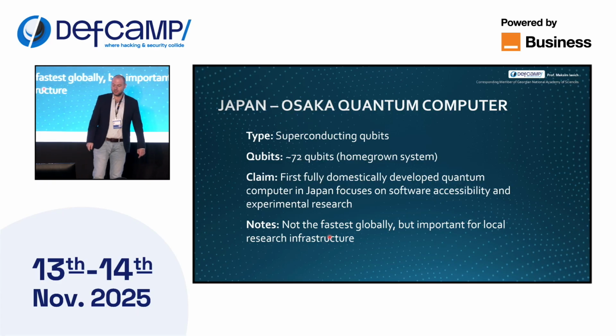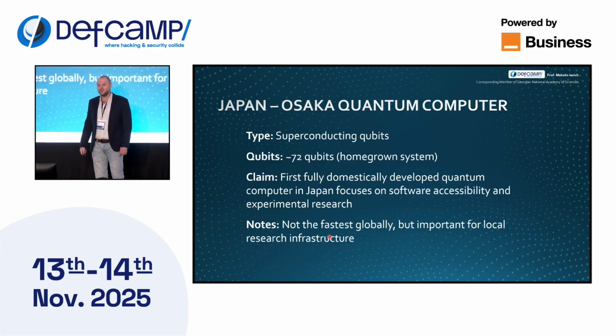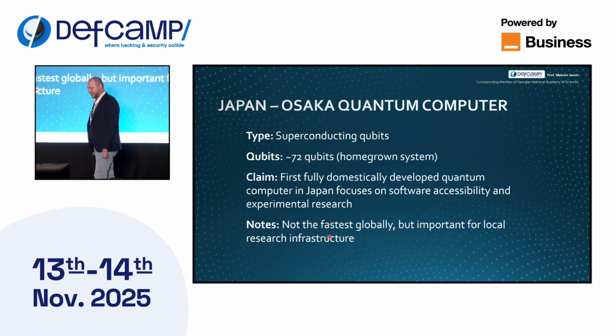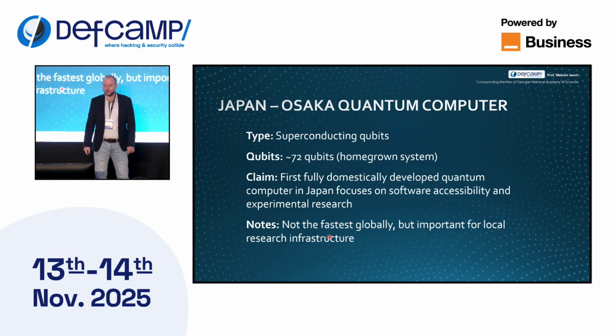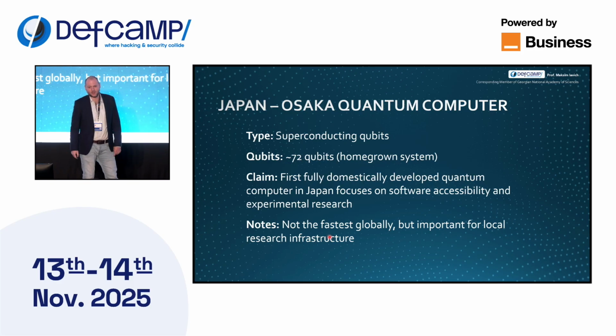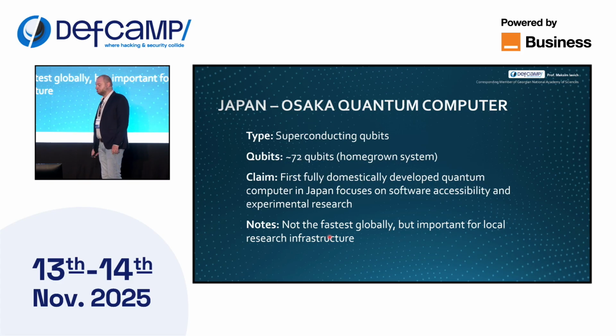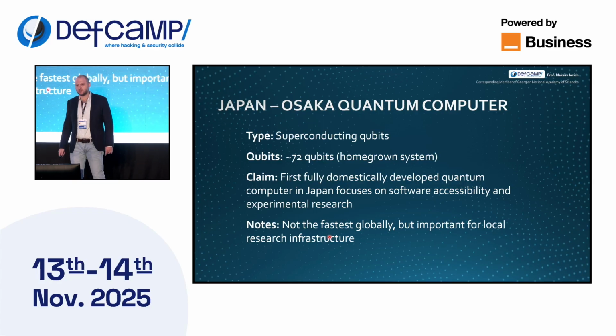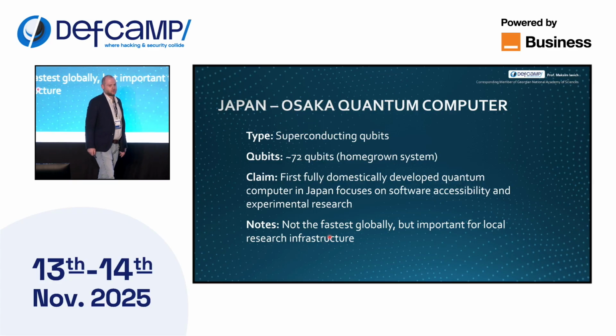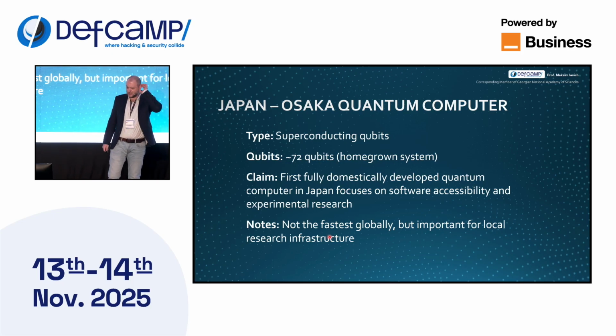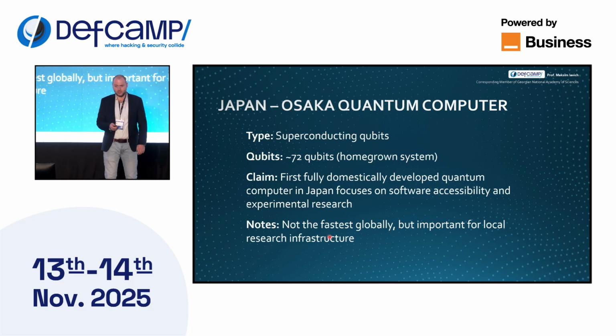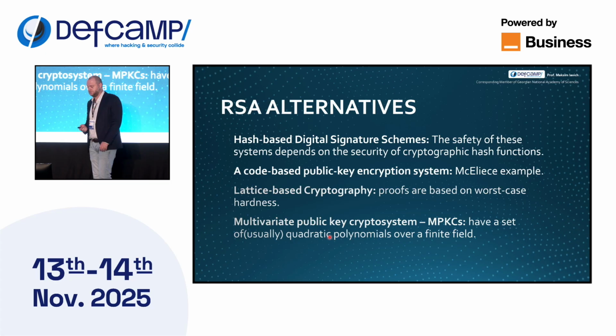Very interesting is Japan's quantum computer. It's a fully domestically made quantum computer. It's called Osaka. It has superconducting qubits, not a lot, not very efficient, 72, and it is the first fully domesticated quantum computer. It's wonderful to use it for research purposes.